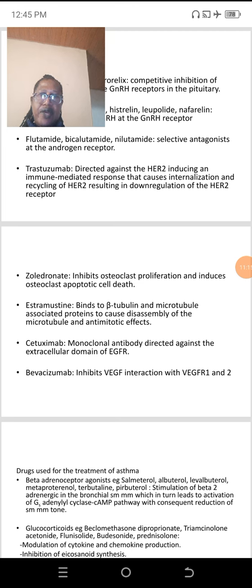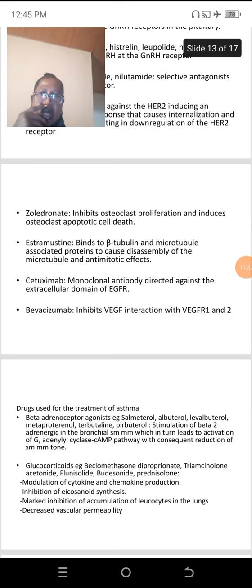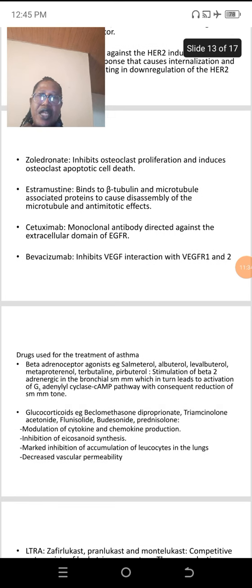Bevacizumab inhibits VEGF interaction with VEGF receptors 1 and 2. And drugs used for the treatment of asthma. These are beta adrenoreceptor agonists, examples of which are salmeterol, albuterol, levalbuterol, metaproterenol, terbutaline, and others.